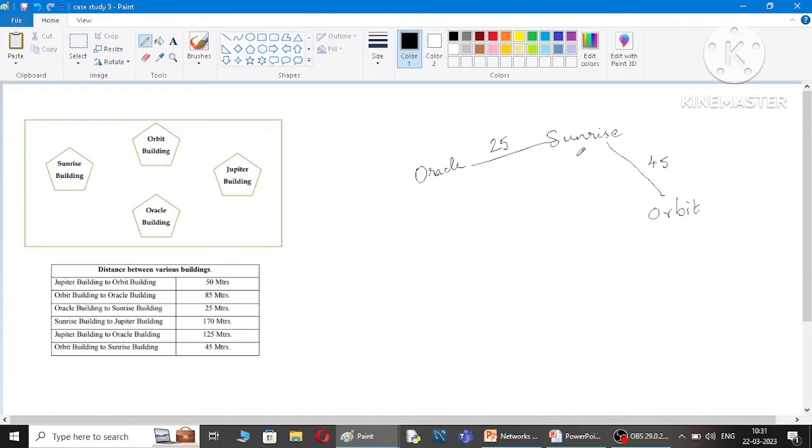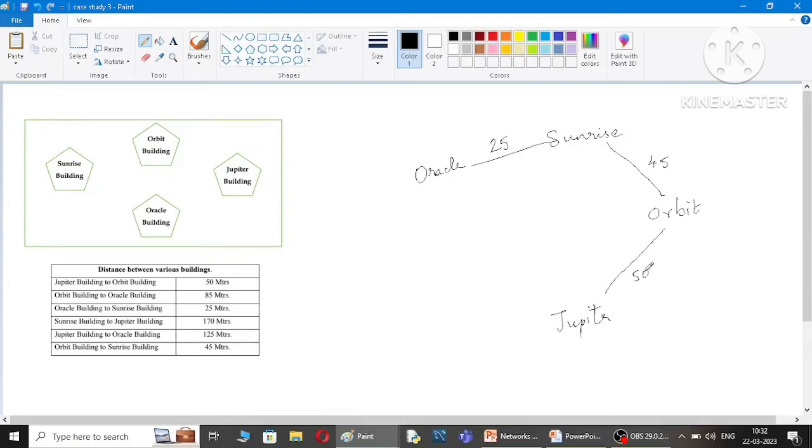Jupiter should be connected either to Sunrise or Oracle or Orbit. Now look at the distance of Jupiter to these 3 blocks and choose the lowest one. Jupiter to Orbit is 50. Jupiter to Sunrise is 170. Jupiter to Oracle is 125. Skip these two and draw Jupiter to Orbit.